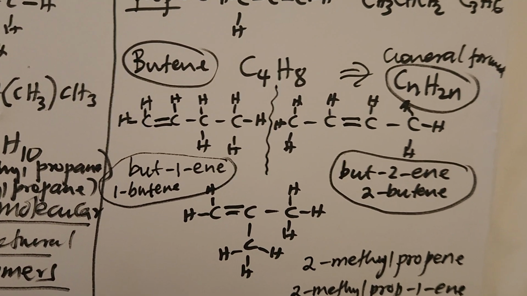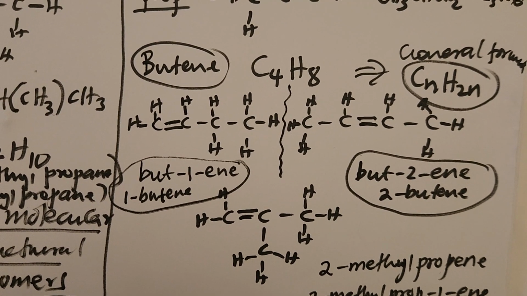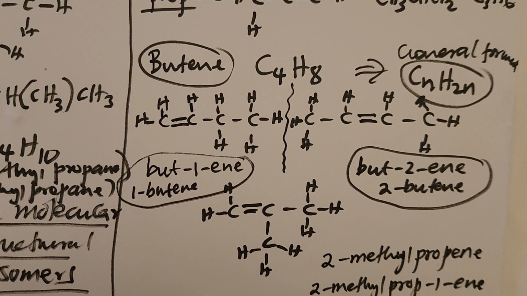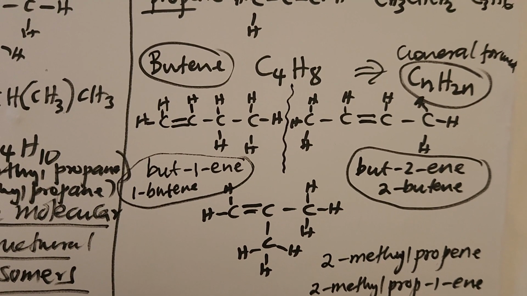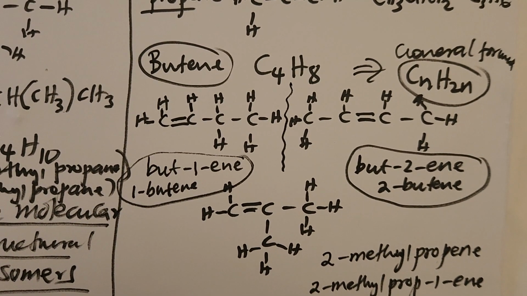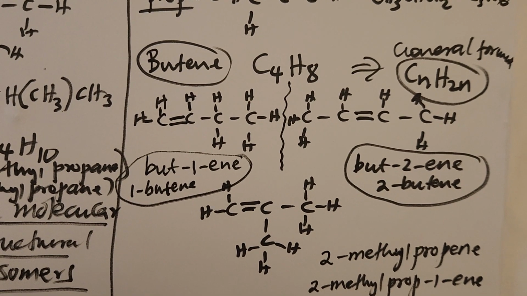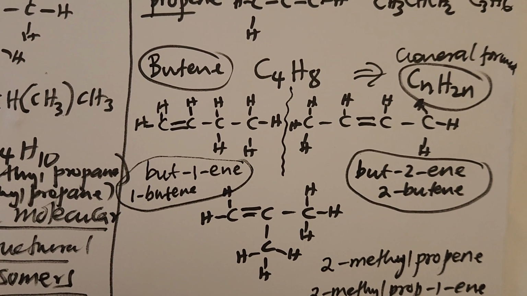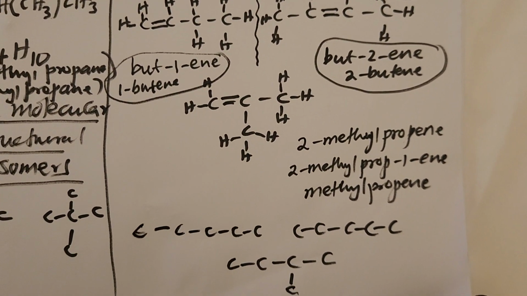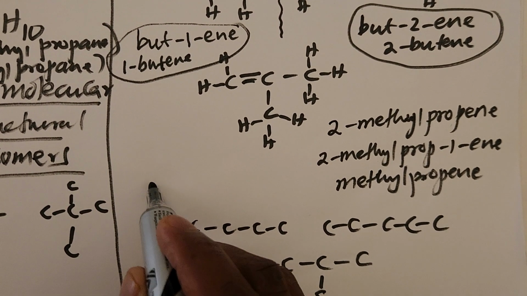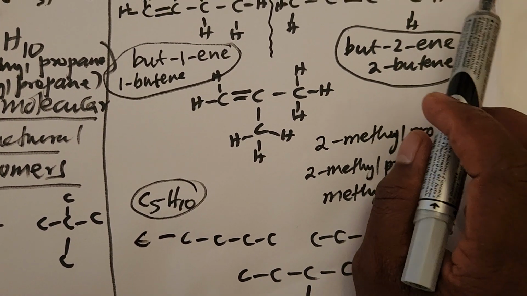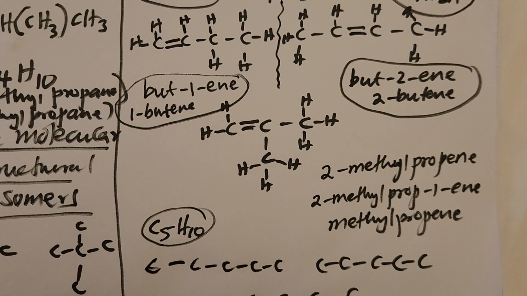You can play with C5. C5 will have only again 2 here. Let's see, 1 2 3 4 5. You can have 1 2 3 4 5, and then we can also have a branched one. I think this will be the case. We can't have that one of a cross in this case, because of the double bond. So we'll have only these 3 options for C5H10. If you follow this CnH2n, the number of hydrogens is double the number of carbons.